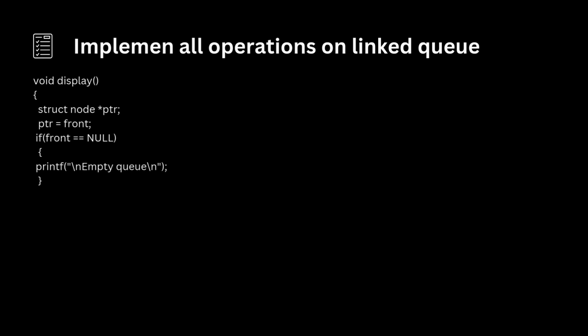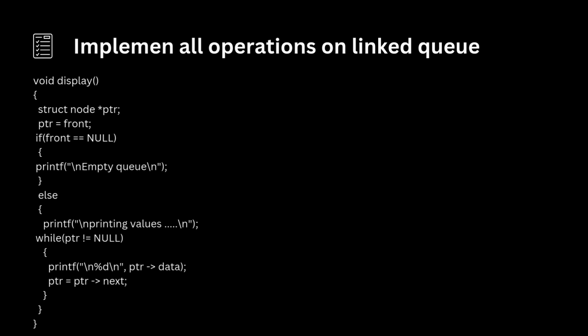Else, if the queue is not empty, it prints printing values and then proceeds to print the data of each node in the queue. This iterates through the queue using ptr. For each node, it prints the value of the data and moves the ptr to the next node in the queue. So this program presents a menu-driven approach for inserting elements into the queue, deleting elements from the queue, and displaying the elements of the queue. Let's see the output of this program.